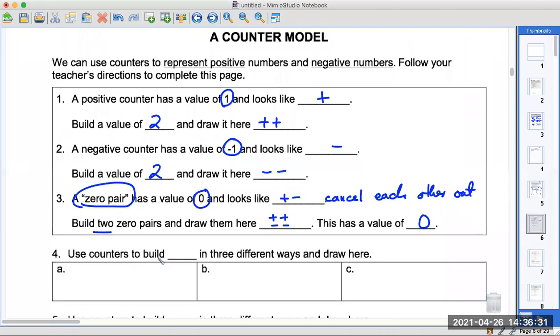Use counters to build the number 3 in 3 different ways and draw it here. So the first one is easy. You just have 3 positives. Another way could be you always want the 3 positives, but then you can add any zero pair you want because these cancel out and you still are left with 3. You start out with your 3 that you need, and then you can add as many zero pairs as you want because these will go away.